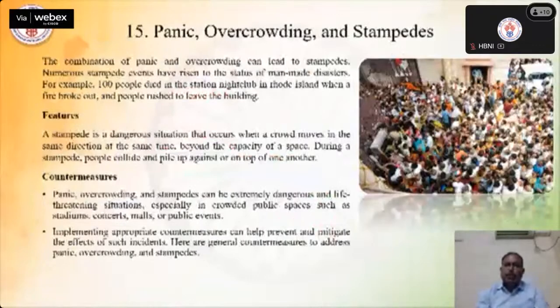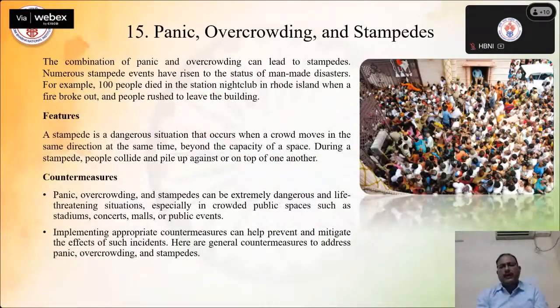The next class is panic, overcrowding, and stampedes. The combination of panic and overcrowding can lead to stampedes. Numerous stampede events have risen to the status of man-made disasters. For example, 100 people died in the Station nightclub in Rhode Island where a fire broke out and people rushed to leave the building.